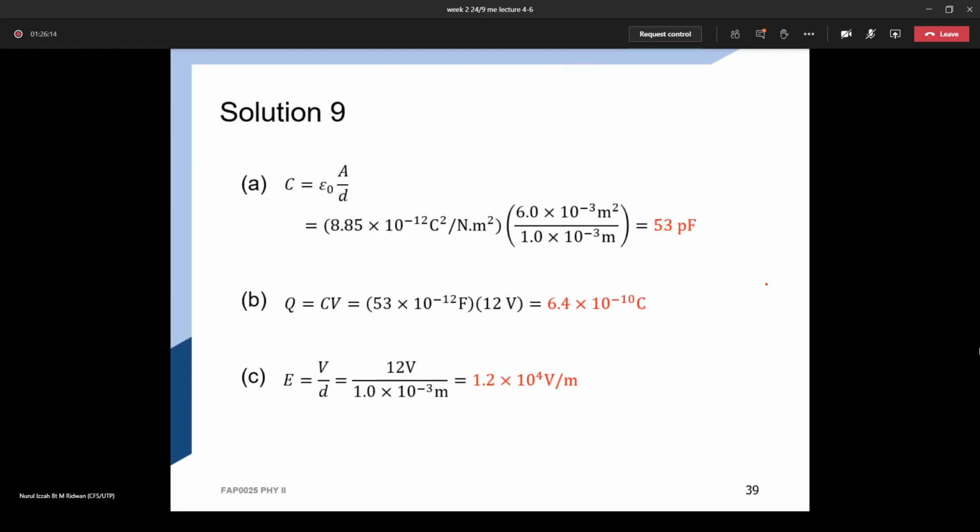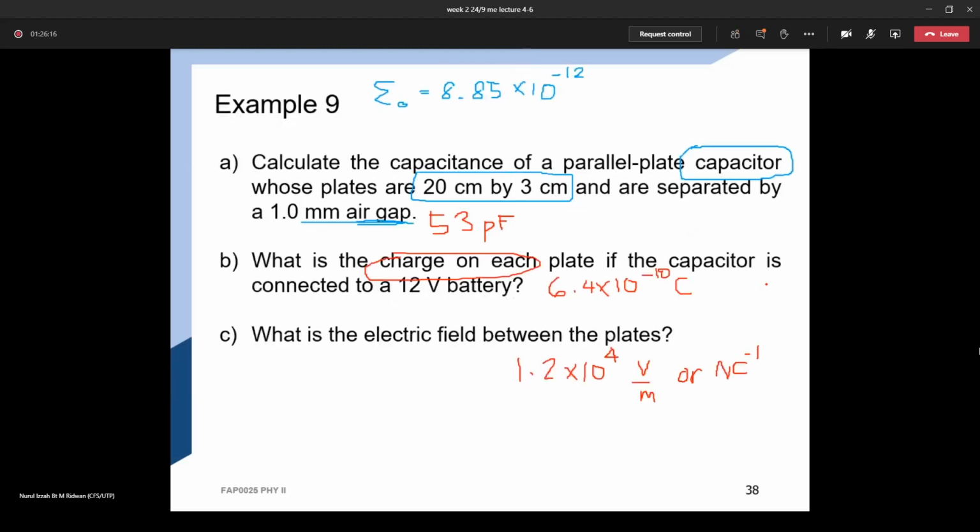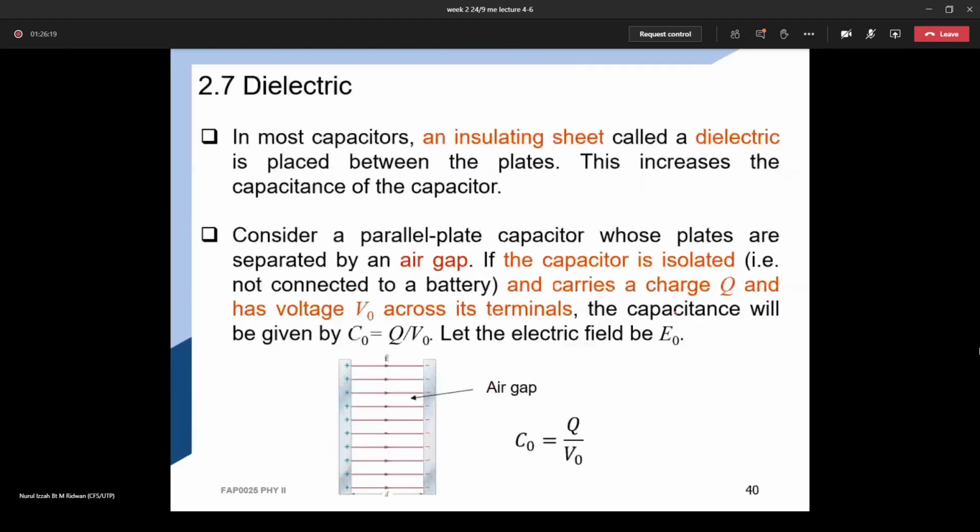And then to enhance the capacitor, next we are going to consider putting something in between the metal plates. That is what we call a dielectric. So a dielectric is something that you put in the middle of the two metal plates in order to enhance the capacitor. We will do dielectric next week, and then that's it for chapter 2. Then we will also continue with chapter 3.